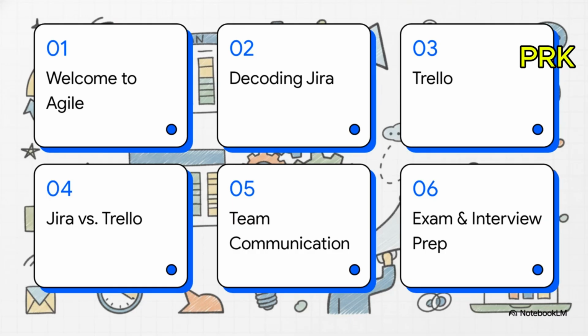We'll start with a quick welcome to Agile frameworks, decode Jira, and then explore Trello, which is basically a giant visual whiteboard. After that, we've got a Jira versus Trello showdown, a deep dive into team communication workflows, and we'll wrap the whole thing up with some crucial exam and interview prep.